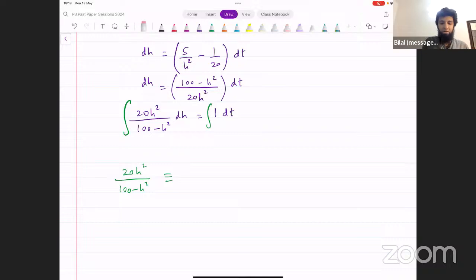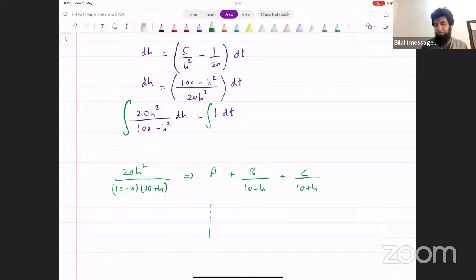First of all, you factorize the denominator. Partial fractions are only possible if you can factorize the denominator. In this case, the denominator can be factorized to 10 minus h into 10 plus h, right? You can find the factors. Once you have factorized this, what is going to be the partial fraction form for this? Since it's an improper fraction, you would have an extra constant, a, and then you would say plus b over 10 minus h plus c over 10 plus h. Find the partial fraction for this, and then you integrate each of these three terms separately. You can do that afterwards, right?